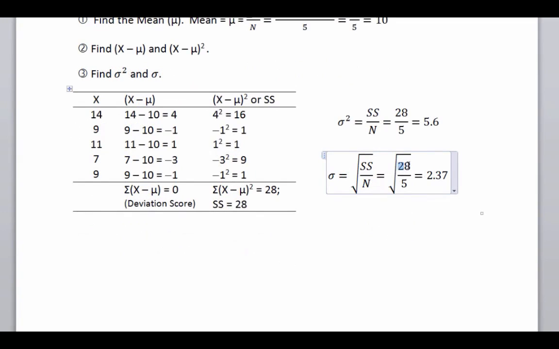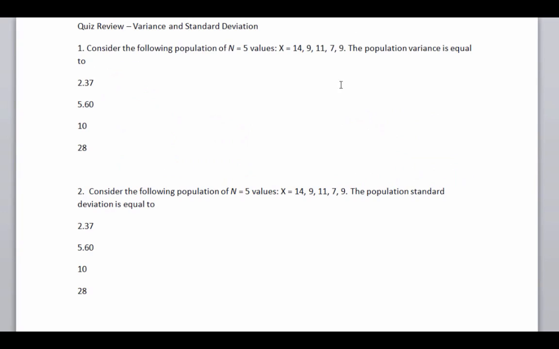Okay, so we plugged in the values here. We have 28 over 5, and we take the square root of that, which gives us 2.37. So the standard deviation in this example is 2.37. Let's remember these values for a minute. Variance is 5.6, standard deviation is 2.37. Now going back to our quiz questions, the variance is equal to 5.6, as we found just a moment ago, and the population standard deviation is equal to 2.37.